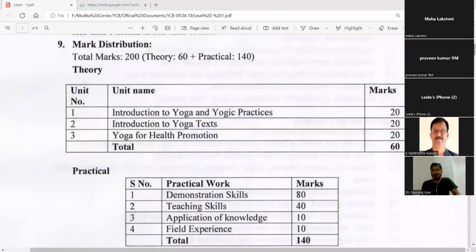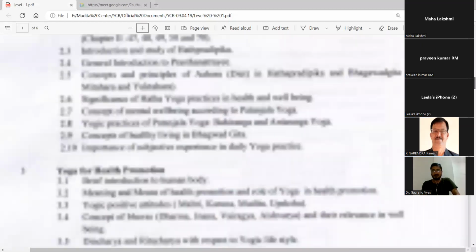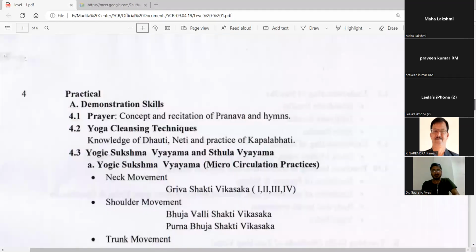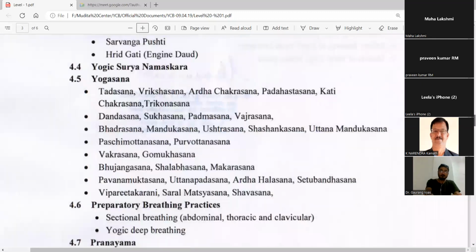Don't worry. I'll just show you the syllabus. This is your syllabus. It has the theory part as well as the detailed practical part. Everything is there. I know, sir, I have practiced all the asanas. See, they ask from these asanas. Okay, so that was my doubt. Yes, it's from the syllabus only. Thank you, sir.